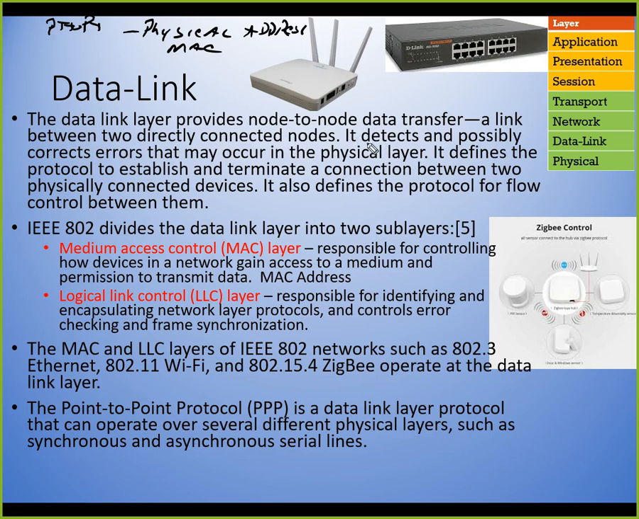Between two directly connected nodes, it detects and possibly corrects errors. Very, very little error correction here. That's going to be done up a little bit further in the stack. It defines the protocol to establish and terminate a connection between two physically connected devices, and also the flow control protocol between them. IEEE 802.2 is the IEEE protocol that defines what goes on here. And Ethernet is what we've talked about, and that's what most networks use.